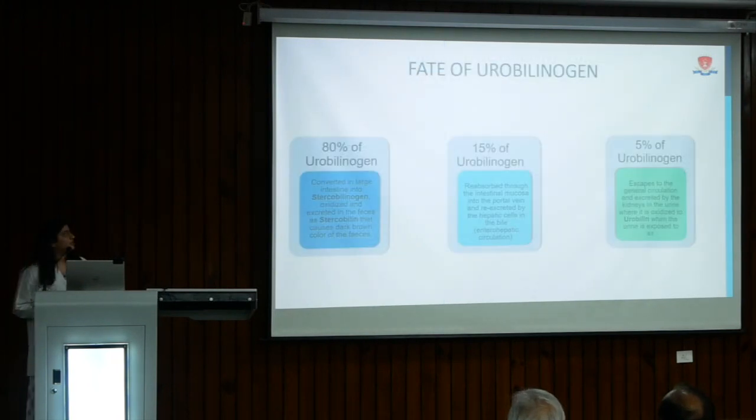Fate of urobilinogen. About 80% of urobilinogen is converted in the large intestine into stercobilinogen and is excreted out of the body with the feces, giving it a dark brown appearance. About 15% of the urobilinogen enters the enterohepatic circulation, while about 5% of urobilinogen is converted to urobilin and is excreted out of the body with the urine, giving it a yellow color.